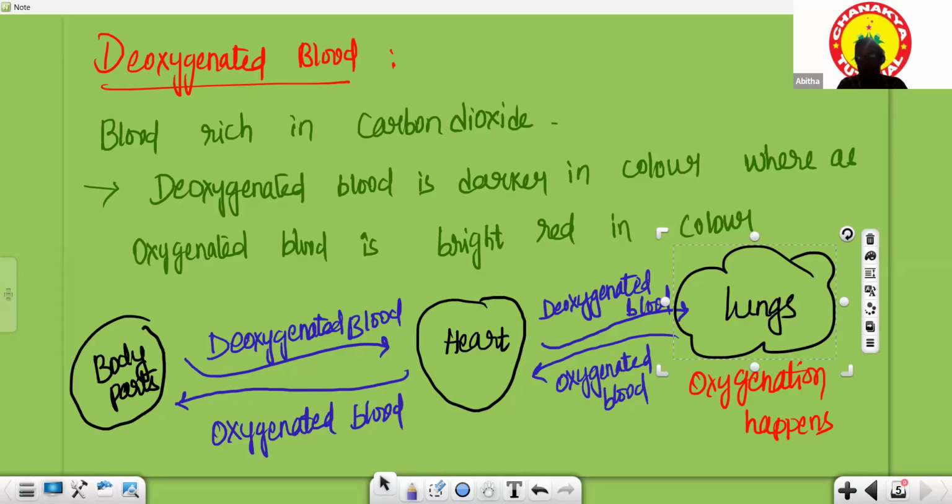Understand how the concept happens. What is deoxygenation? What is oxygenation? Yes, ma'am. So what is the main role of the heart? It pumps blood.